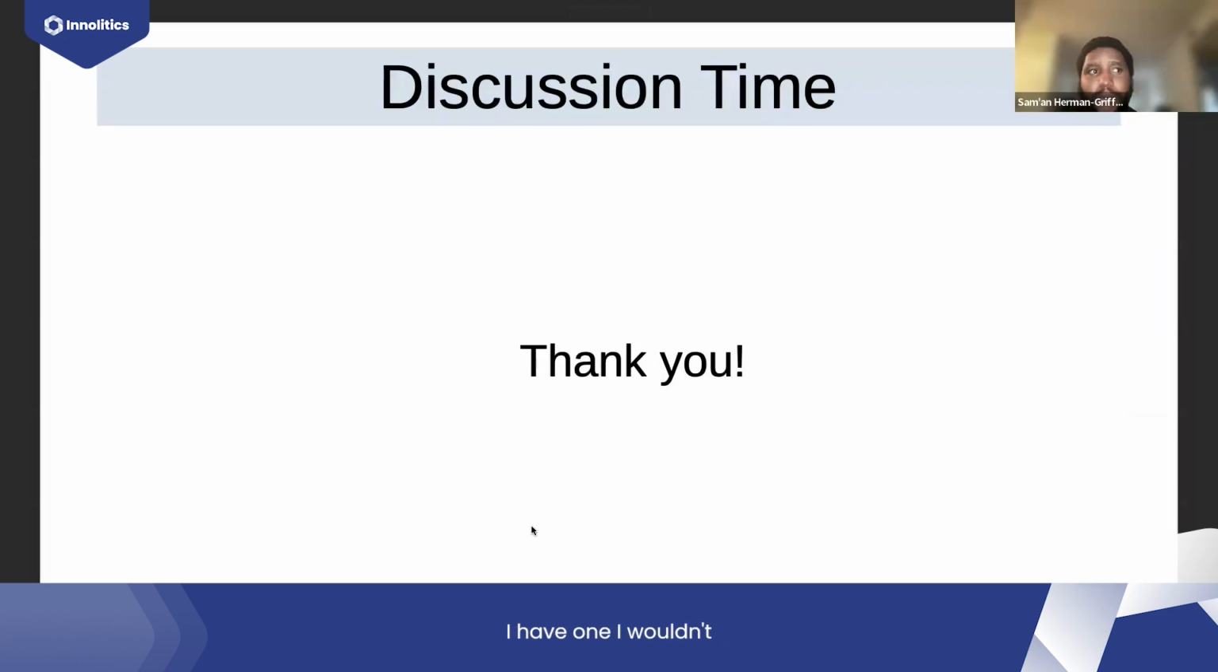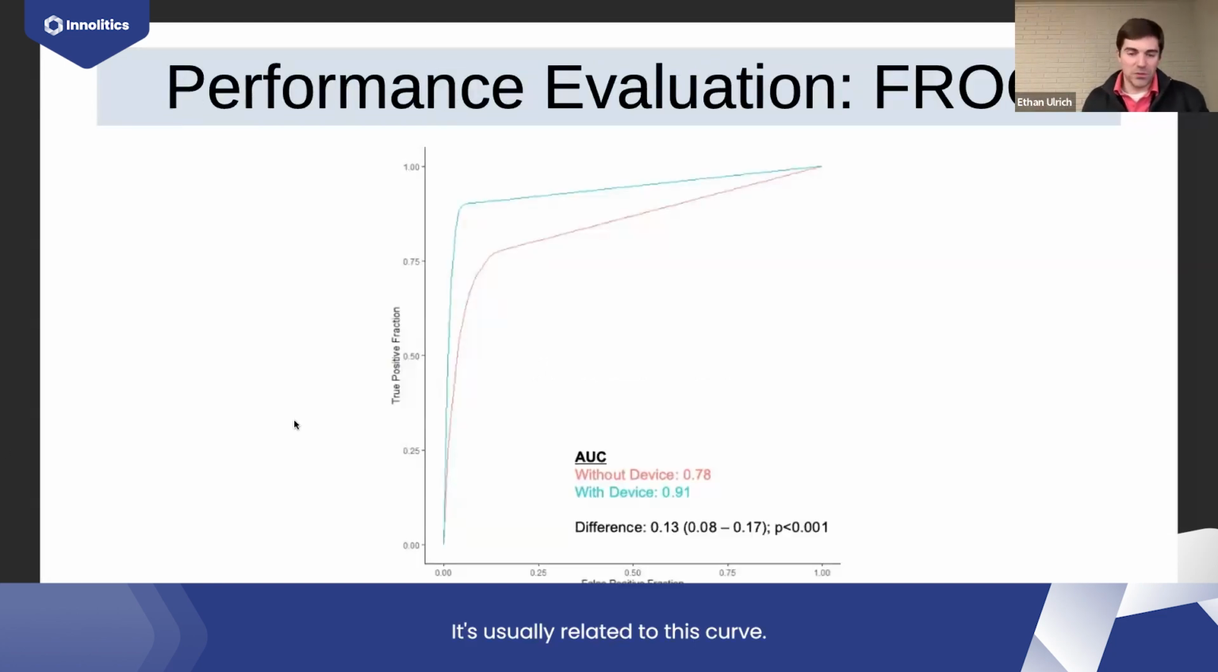I have one. I don't know if it's burning, but I was wondering how statistical significance is determined. Yeah, for FROC, it's usually related to this curve. There are two curves that are generated, and you can calculate the area under those curves. And then there is a statistical method. I'll admit I do not know all the ins and outs of that statistical method, but there is a pretty well-defined statistical method that will evaluate your data to determine if this difference is significant.